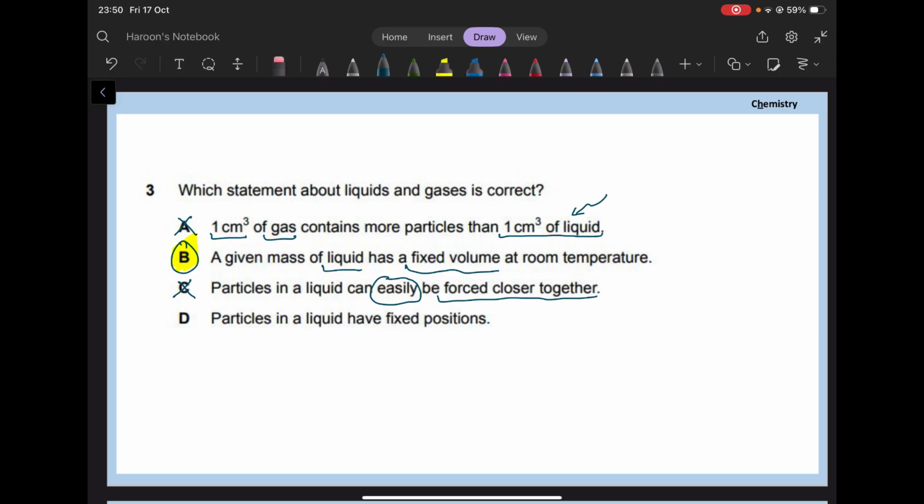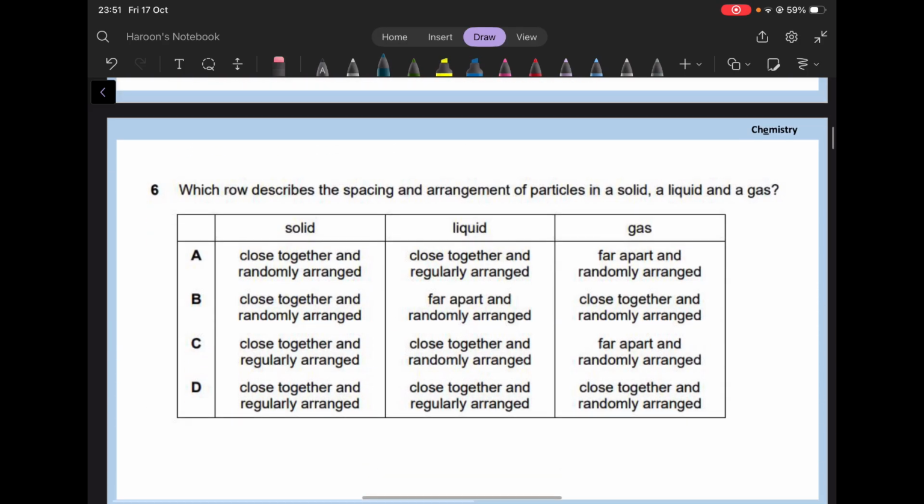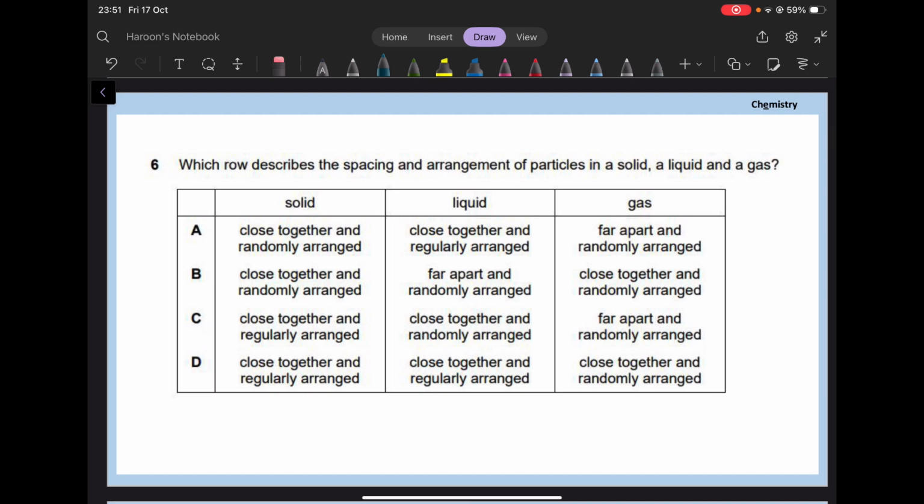Particles in a liquid have fixed positions. In a liquid they do not have fixed positions. They have irregular positions, and the particles can actually move around here and there. There is movement. They can slide over one another and move around. So fixed positions would only be for solids. So that makes D incorrect. I hope this made sense. Next question. Which row describes the spacing and arrangement of particles in a solid, a liquid, and a gas?